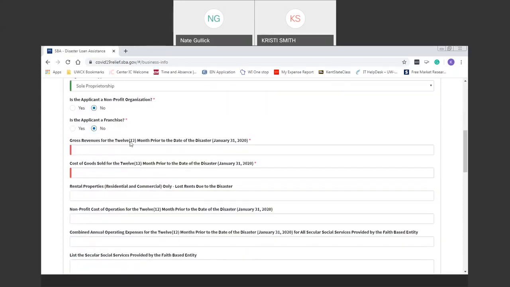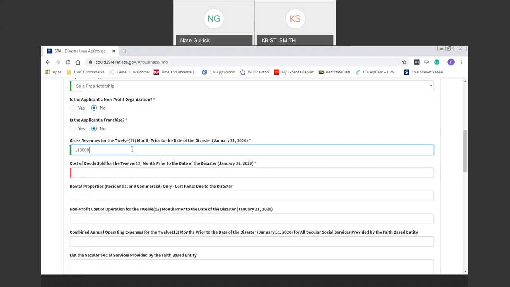The gross revenues for the 12 months prior. This is something you do need to take a minute and think about. So the gross revenues, of course, are the total dollar amount in sales, all the money that came into the business. But it's not asking for the calendar year. It's asking for the 12 months prior to the January 31st. So the number that needs to go in here is the total amount of sales that the business has received between February 1st, 2019 and January 31st, 2020. In this case, Susan's total revenues were $110,000.